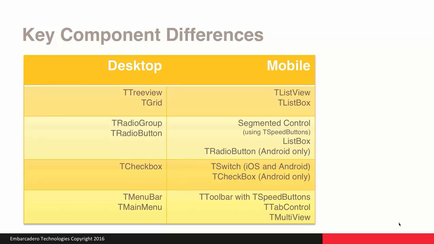If you're using a checkbox on desktop, you should be looking at using Switch for both iOS and Android. And if you're just focusing on Android, you could also use a checkbox. If you're using MenuBar or MainMenu on desktop, you should be looking at using a Toolbar with SpeedButtons, a TTabControl, or the TMultiView control on mobile.